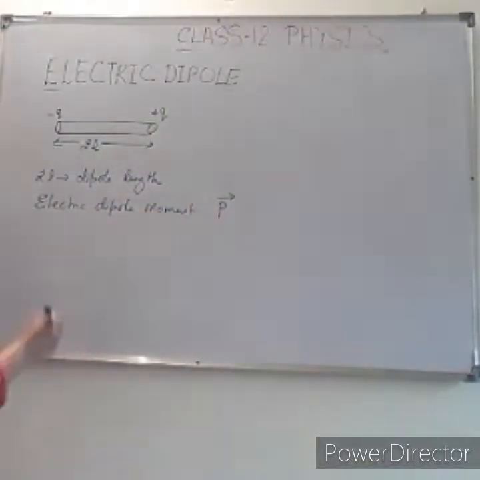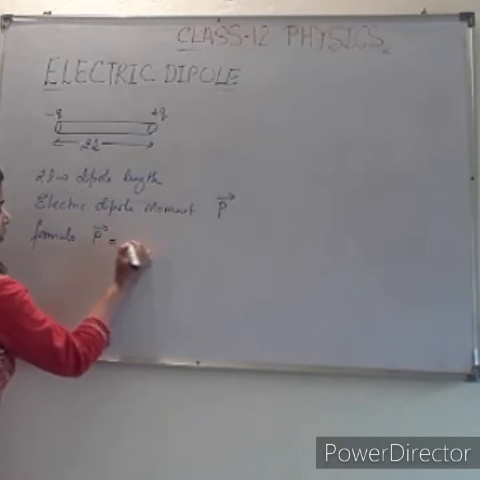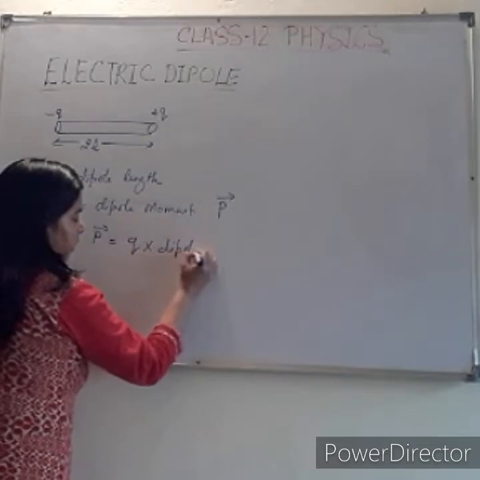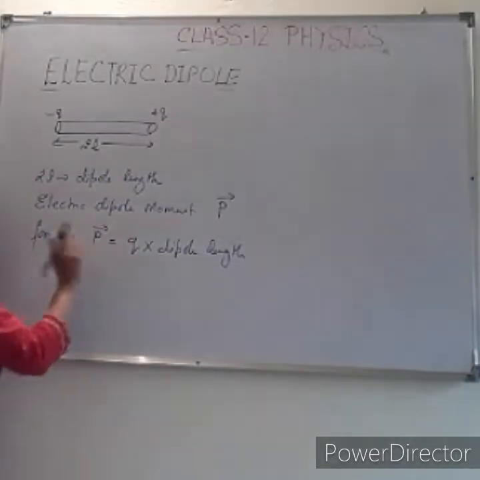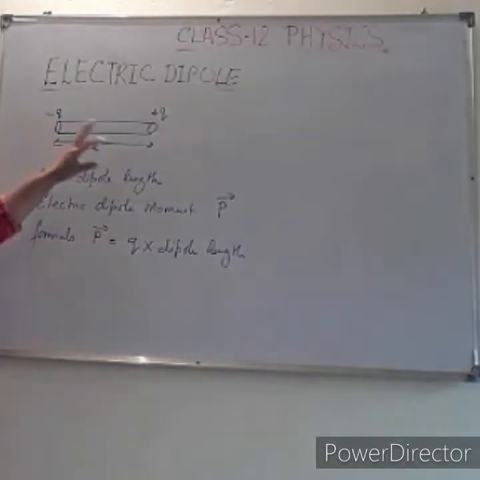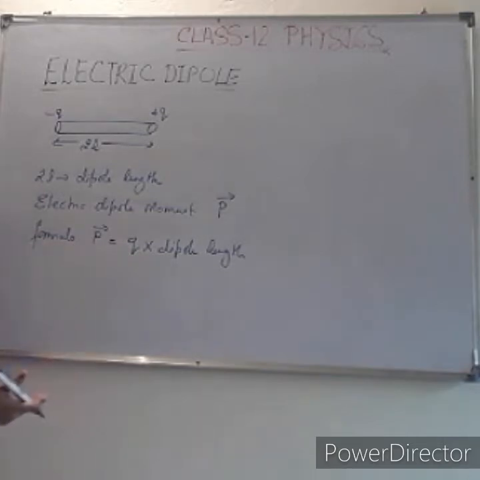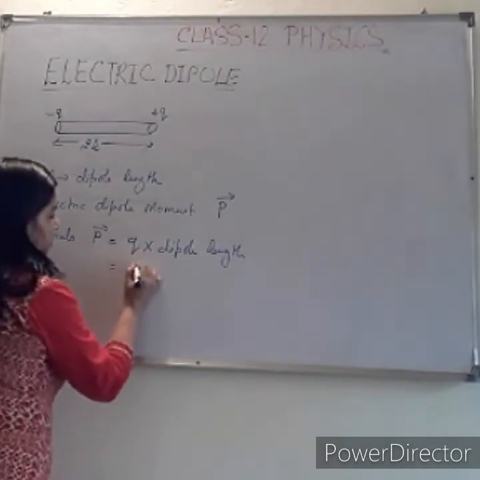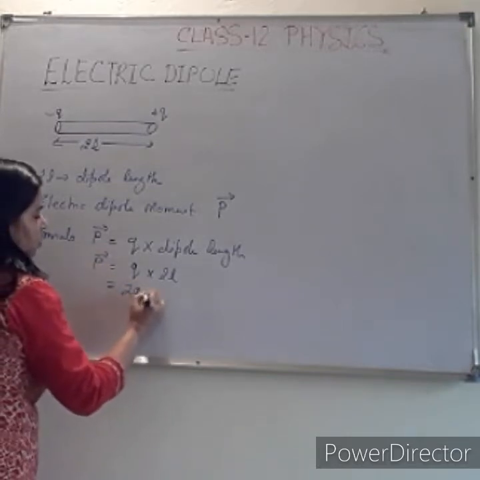It is a vector quantity and the formula for it is P equal to charge value multiplied by dipole length. Any of the two charges we can take. It is always with the positive sign. We will not take the sign here, that means we will not use a plus sign or minus sign with the charge value. So it is only positive. We will only take the direction regarding the dipole moment because it is a vector quantity. So Q into dipole length, that means Q into 2L. So the formula for P is equal to 2QL.